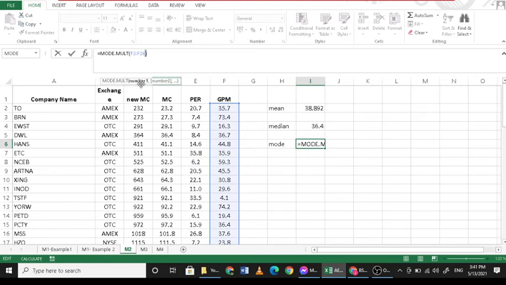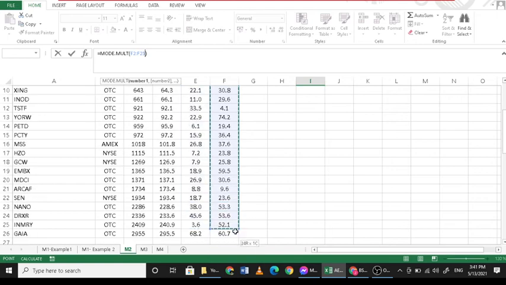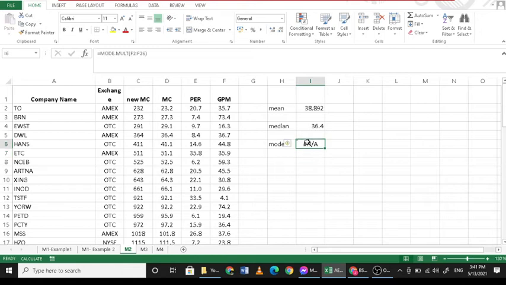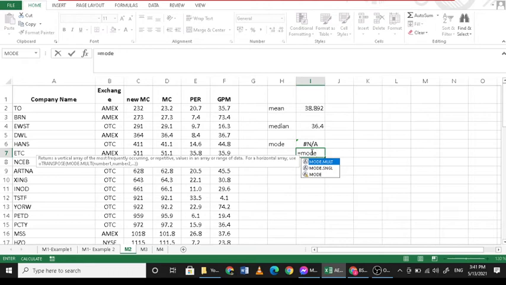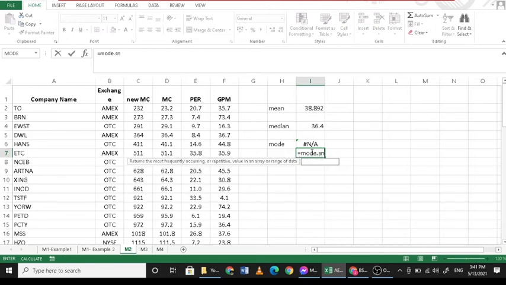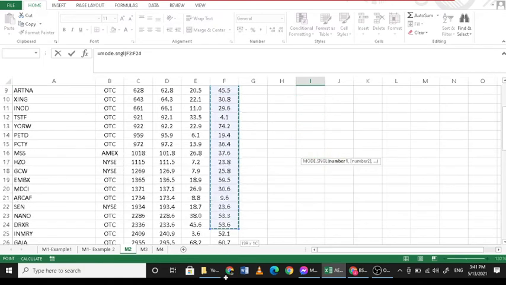Number 1, multi-mode. So I simply select and close. Why is it value not available? Okay, so let's try the other one, which is your mode single. Maybe the data has only one mode, class. So that's why.